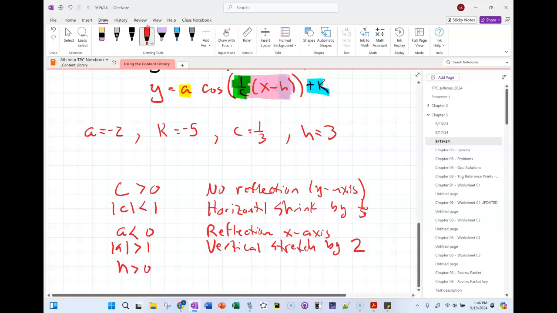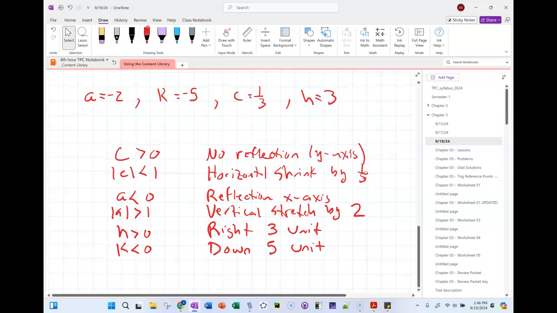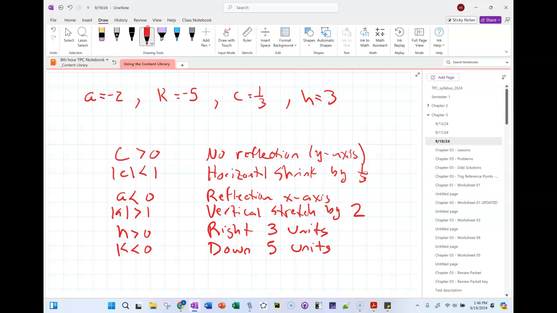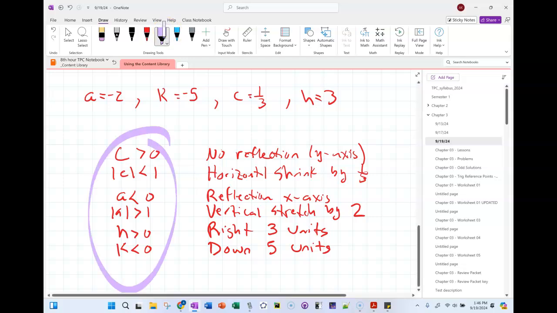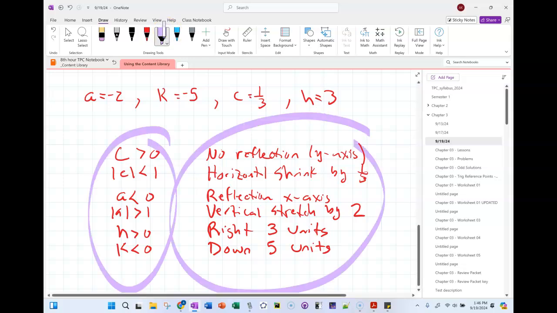Since my H is positive, I'm going to be going right 3 units because H is 3. And because my K is negative, I'm going to be going down 5 units because K is negative 5. So that's what our description is going to look like. It's just a list where you've given the reason and then describe what's happening. Everybody's cool? Okay.